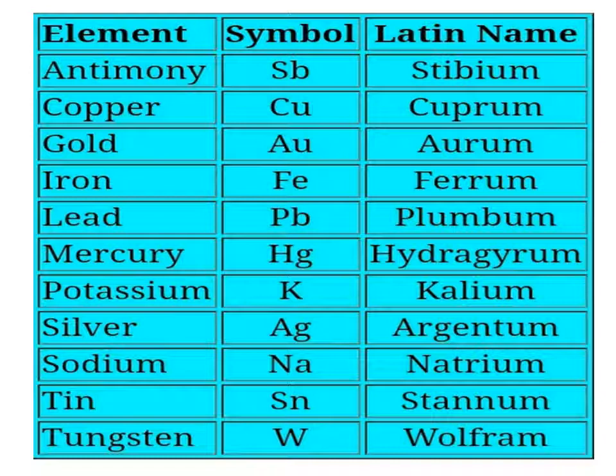Potassium is represented by capital K. Silver is denoted by Ag, argentum. Sodium, Na. Tin, stannum, that is Sn. Tungsten, W, that is wolfram. Wolfram, this is capital W.